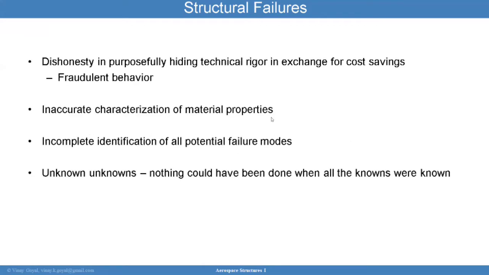We also have structural failures caused by dishonesty in purposefully trying to hide technical rigor in exchange for cost savings. And that is a problem that is encountered in industry. That fraudulent behavior can cost millions of dollars, and it can cost people's lives. You could also inaccurately characterize the material properties. You can get the wrong properties, and that can be a big problem. You could also have the incomplete identification of all the potential failure modes. And in addition to that, there's the unknown unknowns.